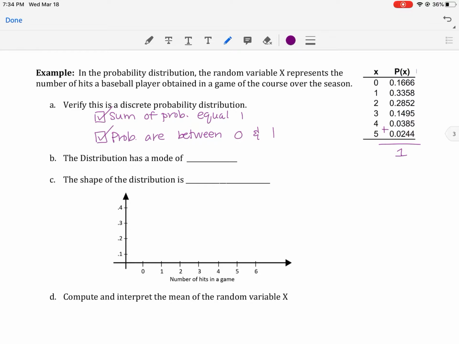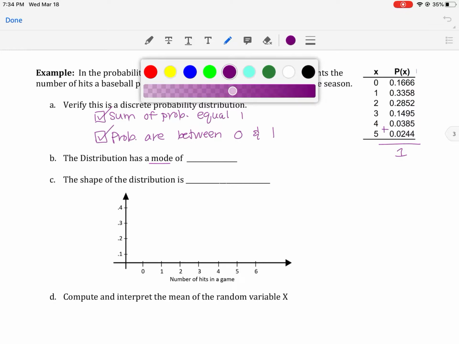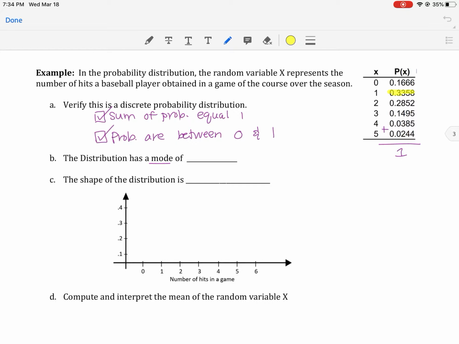Okay, so the distribution has a mode of, so they're saying which one's the most frequent? So I would look over at the probabilities, and as you look at those probabilities, you're saying, okay, which of these happens the most? The highest probability, I believe, is this point, 0.3358. So that will be our mode, which if you look over the ones, has the random variable of 1, so 1 hit per game.